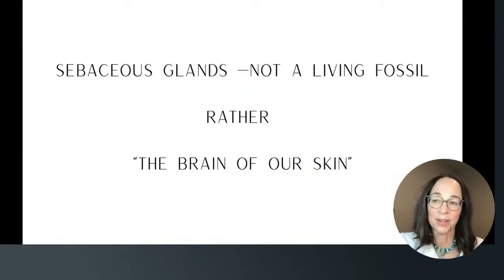Also, I love sharing this bit of information about how years ago our sebaceous gland was proclaimed by scientists as being a living fossil of our skin. That the fact that we even had sebaceous glands was just something that we needed thousands of years ago, but now we still have it and it's completely useless. And it's absolutely not true. Our skin sebaceous gland is not a living fossil. Now scientists are proclaiming that it's the brain of our skin.